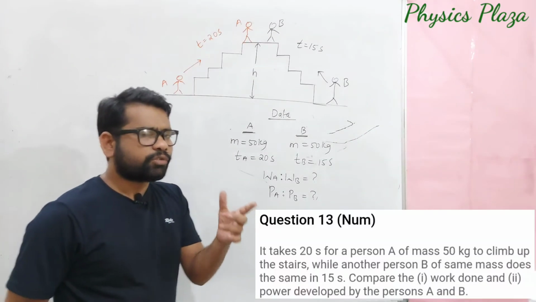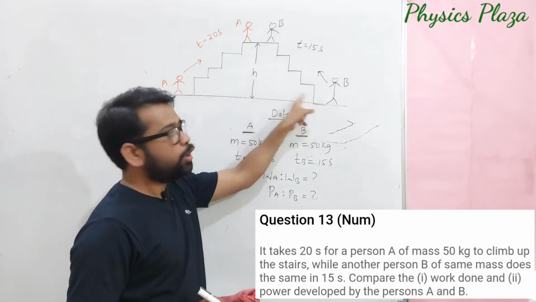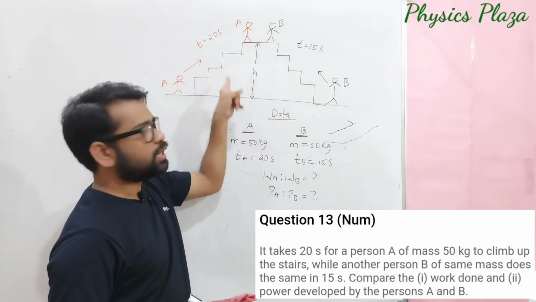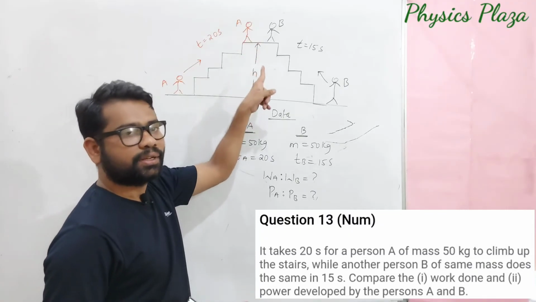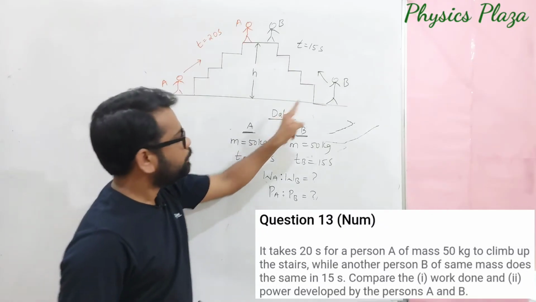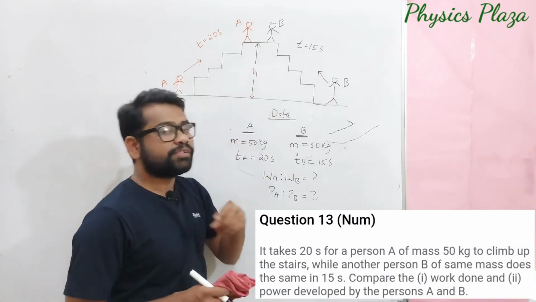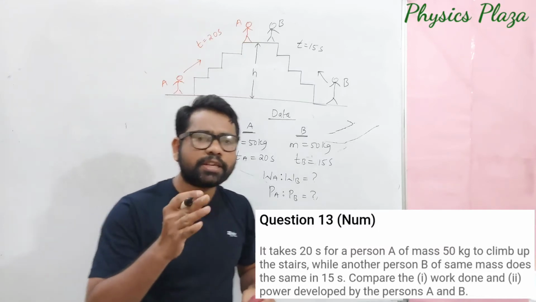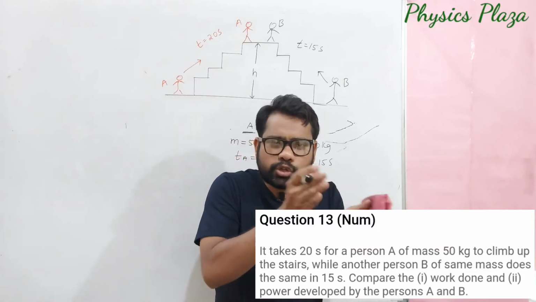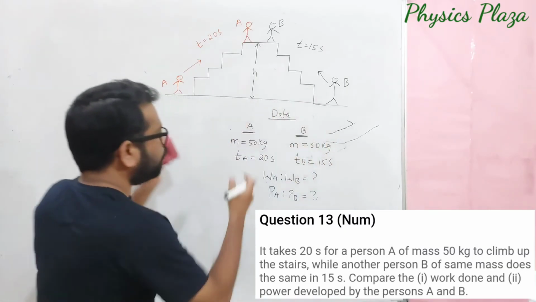Children, the given question is quite interesting. Two persons, person A and person B, are both climbing stairs of the same height. Person A climbs in 20 seconds and person B climbs in 15 seconds, and it is given that both persons have the same mass. Then they are asking us to calculate the ratios of work done and the ratios of power spent. Look here at how to calculate this.